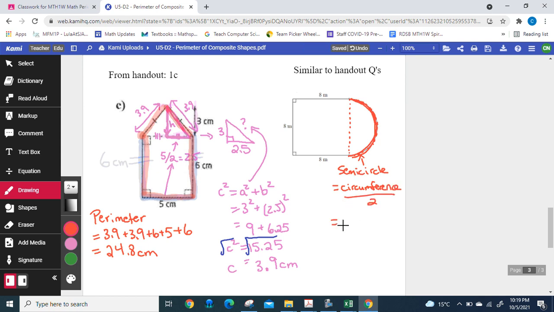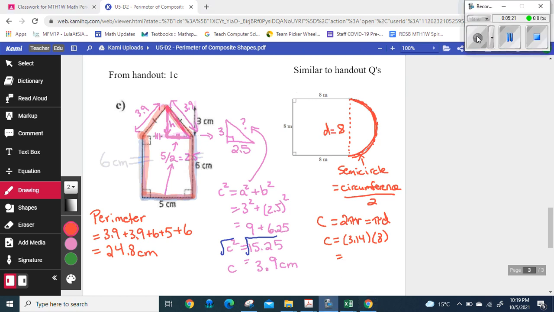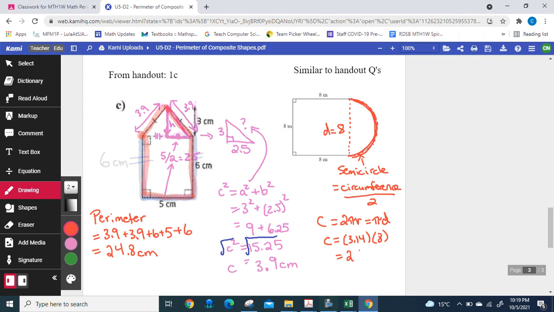So the circumference of a circle is equal to, what's it equal to? It's equal to 2 pi r, or pi times your diameter. So look to see what we got. There's an 8, so my diameter is 8. The circumference is going to be 3.14 times the diameter, which is 8. So that gives us 25.12. That would be as if I had the whole circle, but I don't have a whole circle, do I? No, I do not. I only have the half circle.